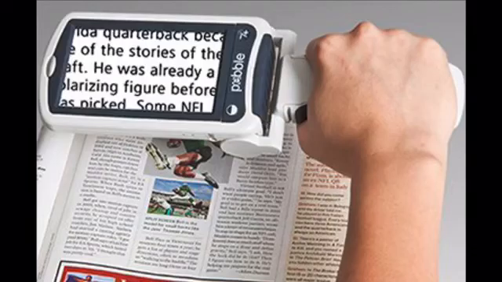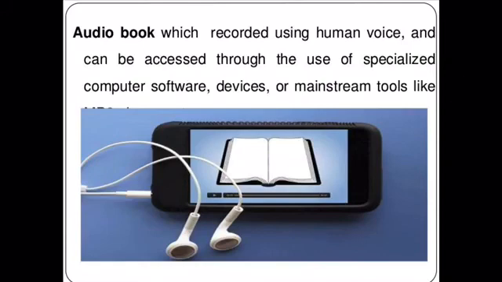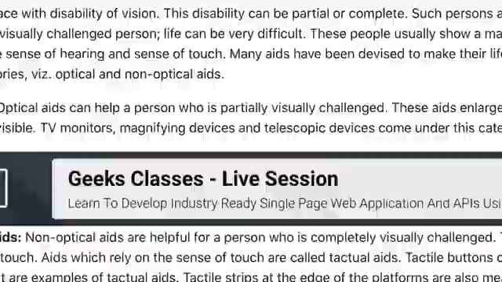Non-optical aids are for when the person is completely visually challenged. These aids rely on the senses of hearing and touch. They are also called tactile aids if they use the sense of touch. The most common method used by visually challenged people is the Braille system. It was developed by Louis Braille and it is a very common non-optical aid. It is based on the sense of touch.